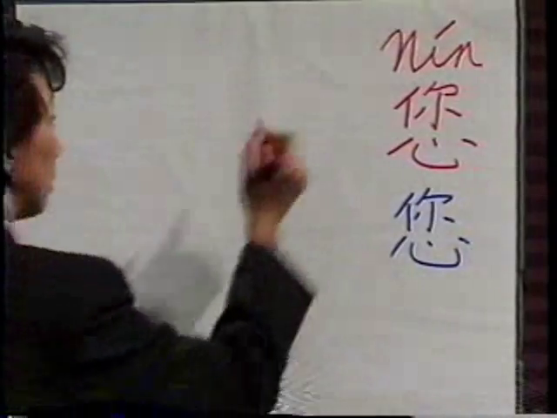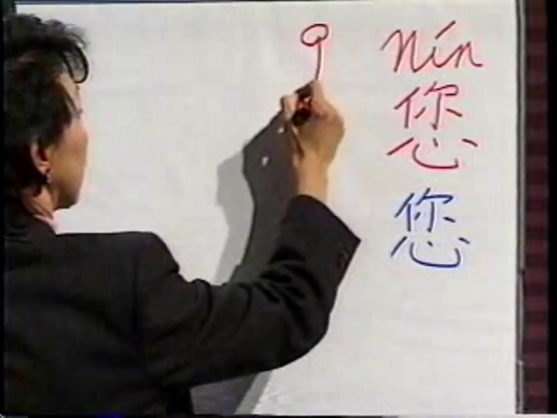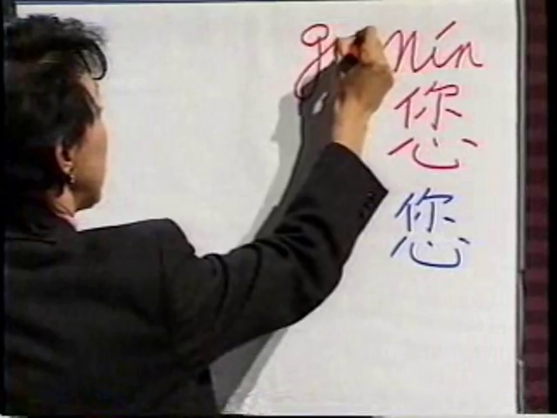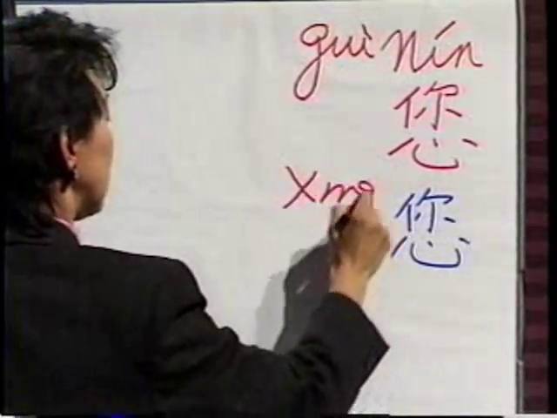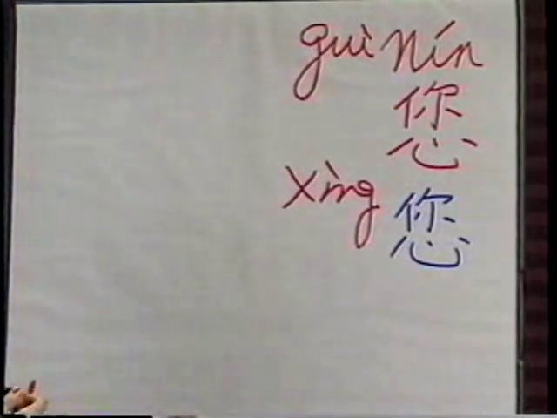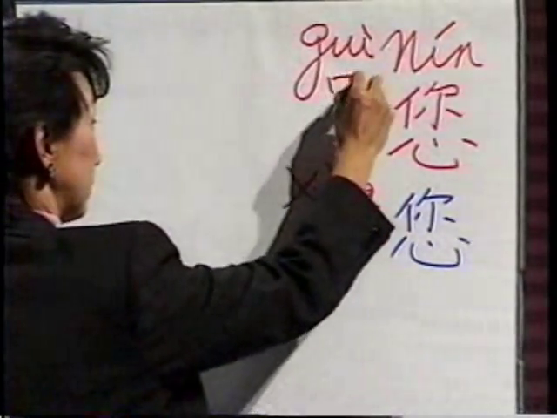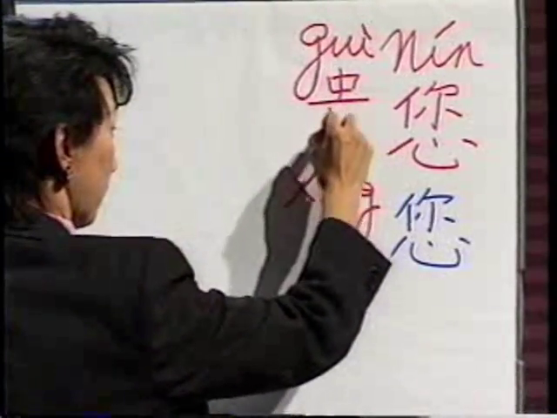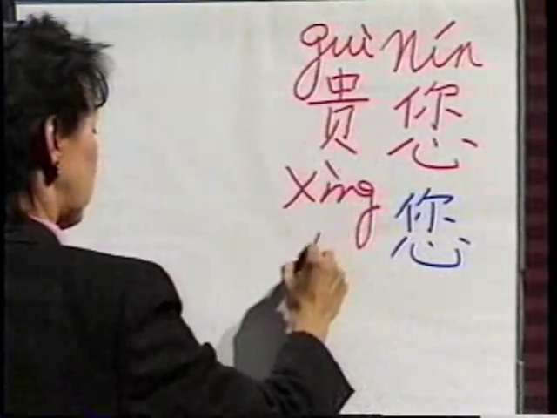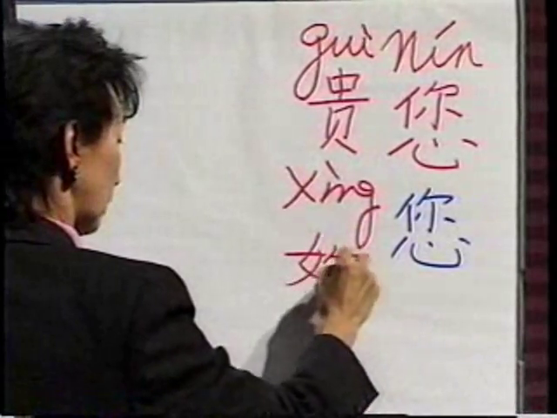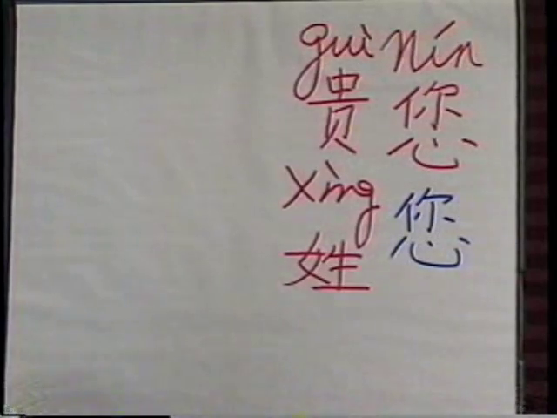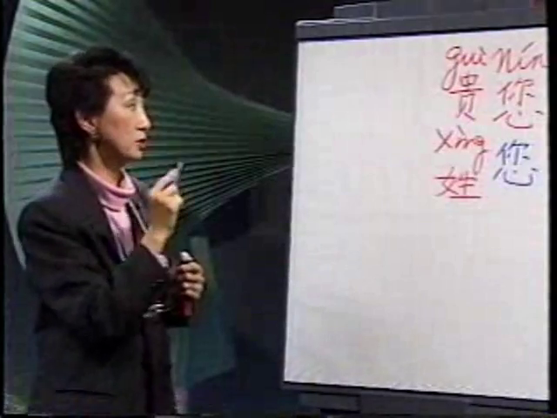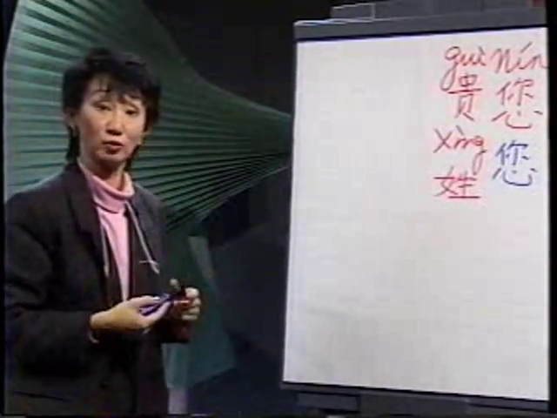Next one, 贵姓. 各位贵, 西一恩姓. 贵 write like this. 姓 write like this. These two words we will have a lot of fun here. When we mention the pronunciation, we have something to explain. When we mention the character itself, we have some story to talk about.